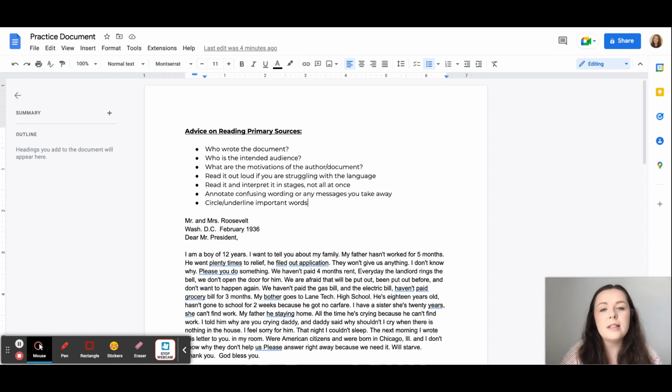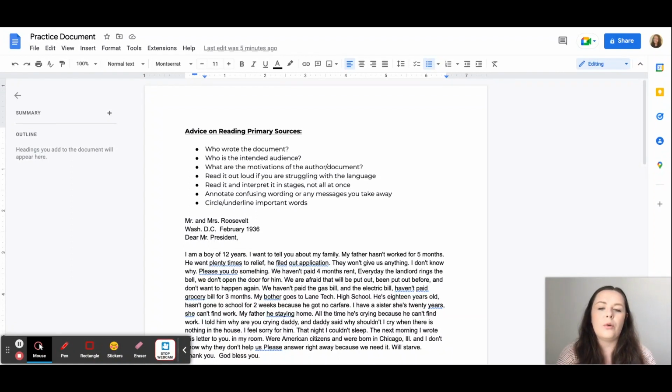Before we dive into our first practice letter together, I want to talk a little bit about some general advice about reading primary sources. Reading and understanding primary sources is honestly one of the hardest things to do as a historian. But there's a lot of things that you can do to make it easier.